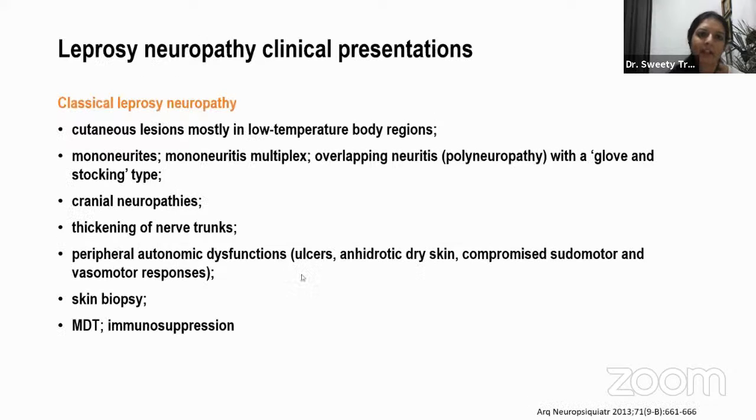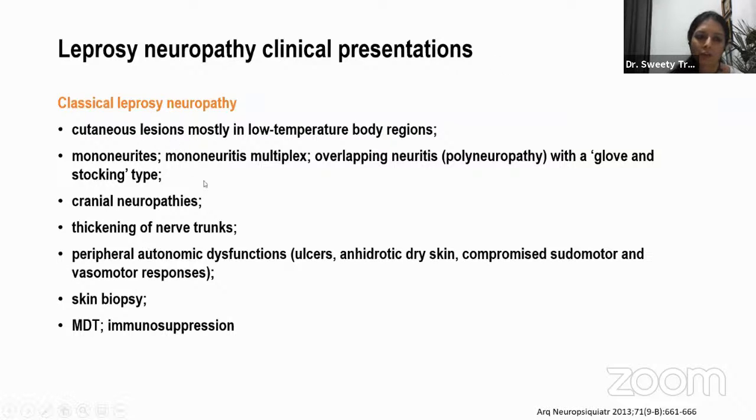So coming to clinical presentations of leprosy neuropathy, how they will come to your clinic, how they will walk into your room. There is classical leprosy neuropathy. They will have skin lesions. They will have mononeuritis multiplex. Overlapping neuritis, that is mononeuritis multiplex, has so formed and so progressed that it presents like polyneuropathy, like gloves and stocking distribution.